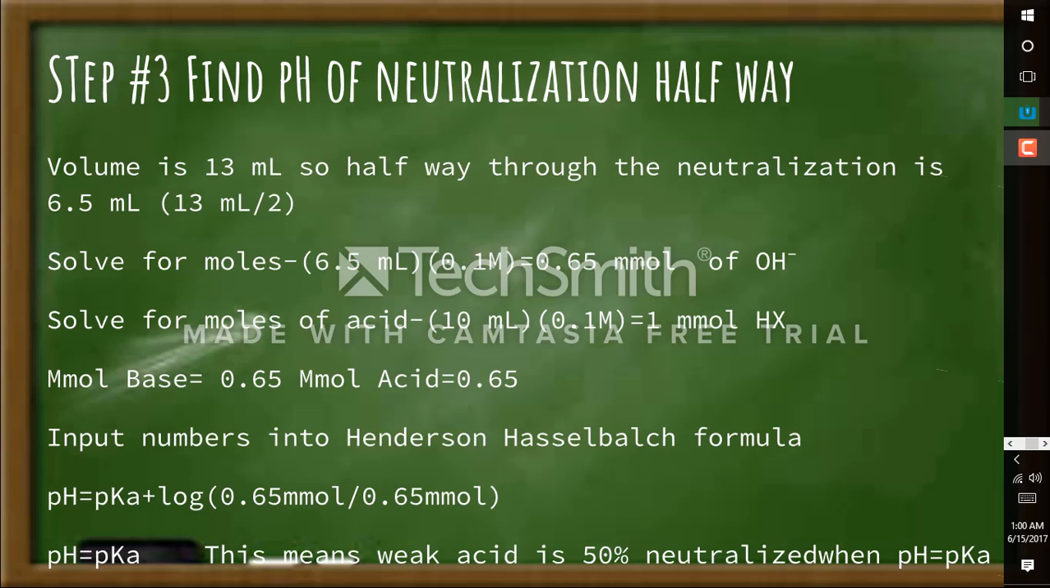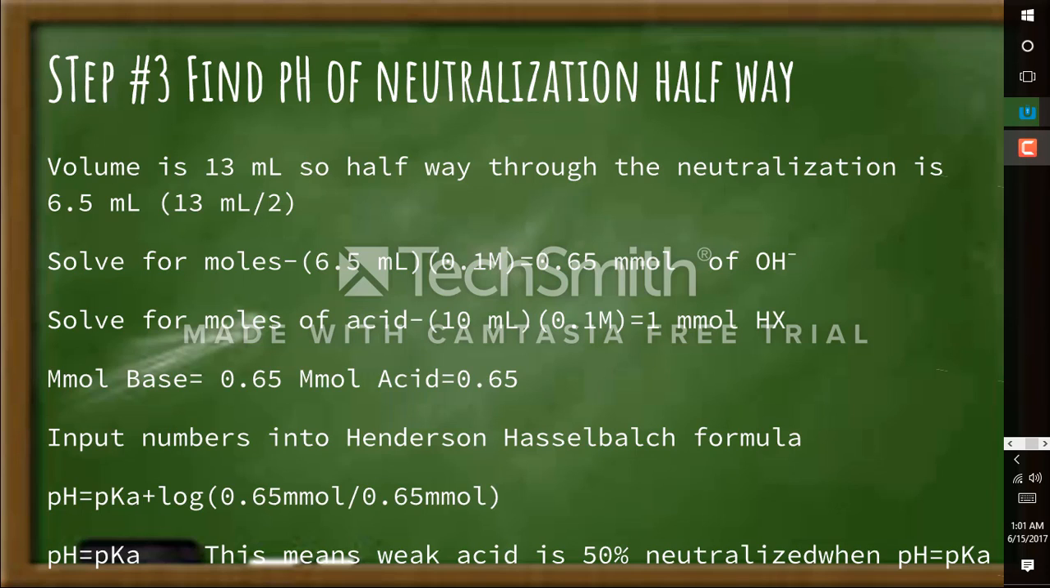In order to find the pH of neutralization halfway, you must divide the volume by 2. By dividing 13 milliliters by 2, you get 6.5 milliliters. Using this number, you can solve for the moles of hydroxide. 6.5 milliliters times 0.1 molar equals 0.65 millimoles of hydroxide. Using the amount of the moles of hydroxide, you can solve for the moles of acid. 10 milliliters times 0.1 molar equals 1 millimole of HX.